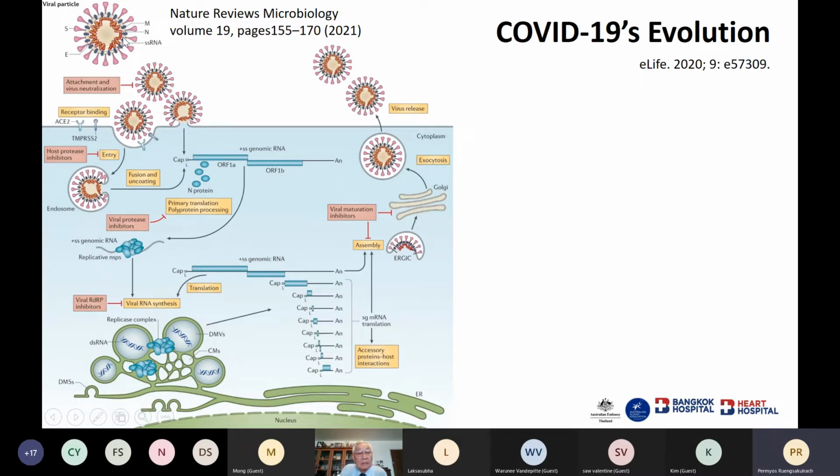When the viral particle attaches to our cell, the blue is our cell, okay? The virus attaches to our cell through the spike protein, and the receptor in the host is angiotensin converting enzyme 2, okay? It goes into our cell and replicates, makes more RNA, and develops into complete particles of virus into our blood circulation, okay?